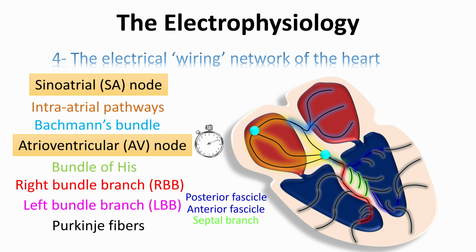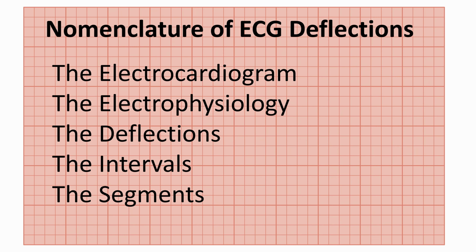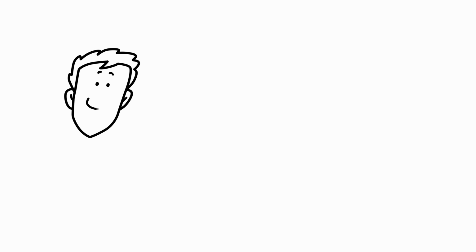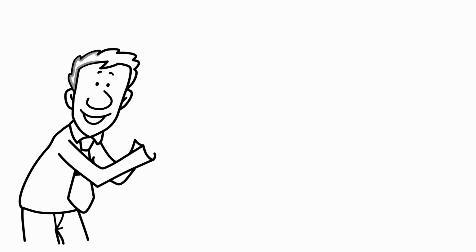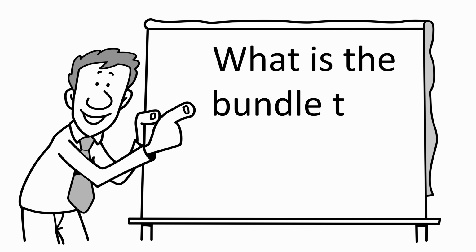These Purkinje fibers traverse the thickness of the myocardium to activate the entire myocardial mass from the endocardial surface to the epicardial surface. So we have finished our subject today, which was the electrophysiology of ECG, and let's jump to the question of this day. What is the name of the bundle that connects both atria?